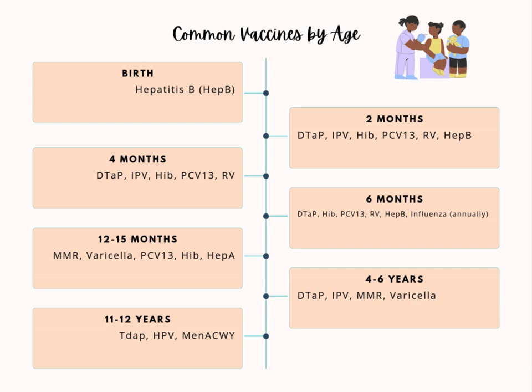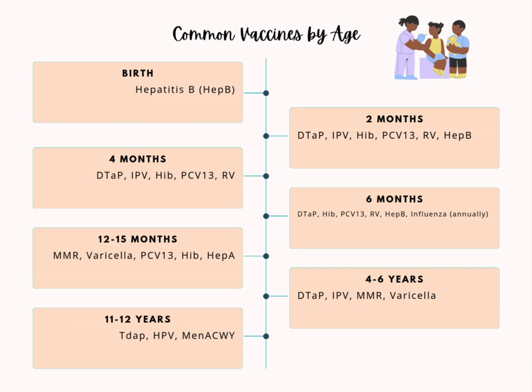These are some of the common vaccines by age: birth, hepatitis B; 2 months, DTaP, which is diphtheria, tetanus, and pertussis, Hib, Hep B, a second dose; 4 months; 6 months; 12 to 15 months.